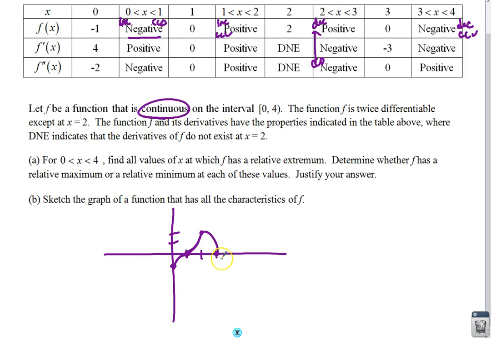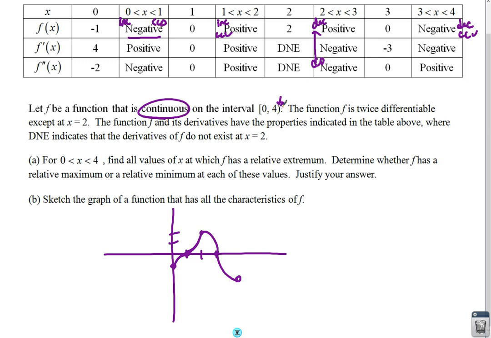And I don't know the y value at 4, and that's okay, so I'm just going to go to that and leave it open-ended here, because it's on the interval from 0 to 4. I'm going to put an open circle at 4, because I don't know what's happening at 4. Okay, so that's my sketch.